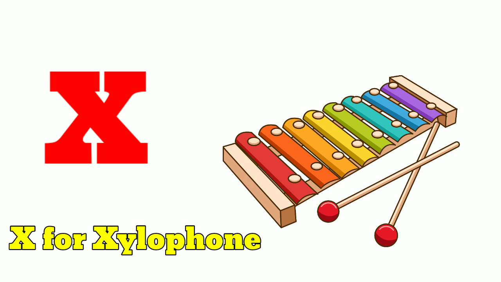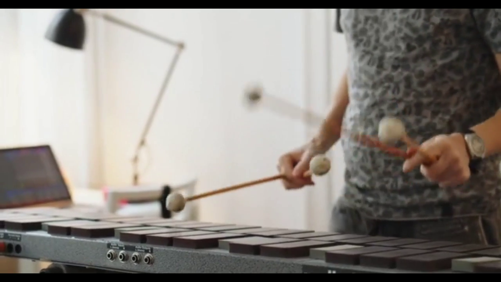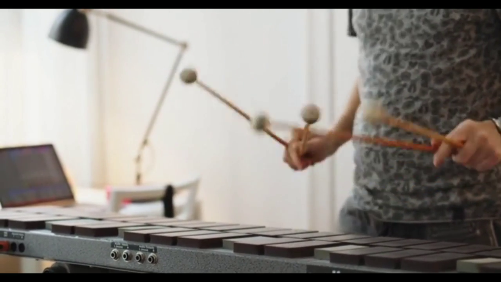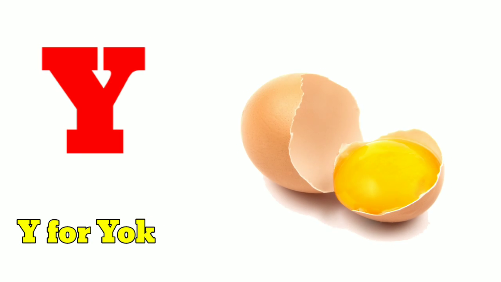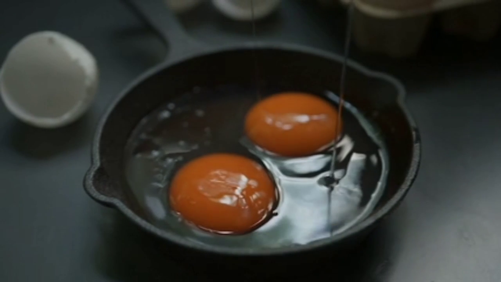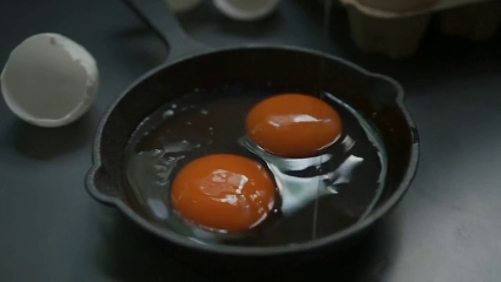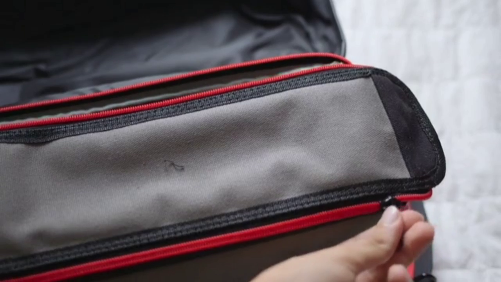X for xylophone. Xylophone means xylophone. Y for yolk. Yolk means yolk. Z for zip. Zip means chain.